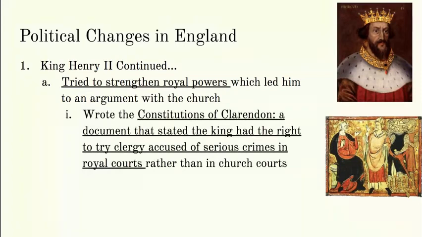Well, basically, you guys, what he does is he comes back and he says, okay, look, here's what I want to have happen. He writes something called the Constitutions of Clarendon. For the record, this is a multiple choice question on the final exam. Constitutions of Clarendon, you have to know what this is. Basically, it's a document that says the king has the right to try the clergy, aka the church, accused of serious crimes in royal courts rather than church courts.